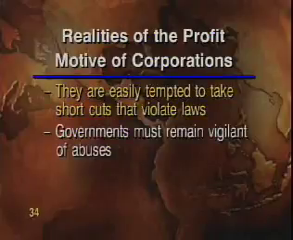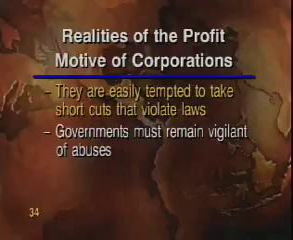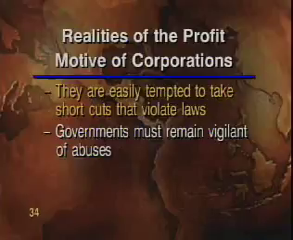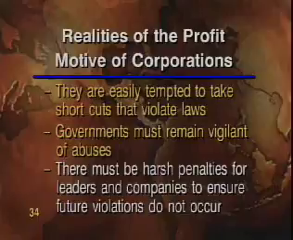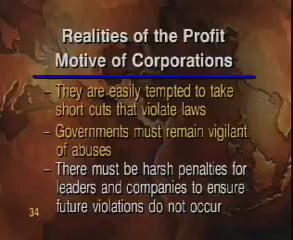So this is why state and federal governments in all nations must remain vigilant in making sure corporations adhere to the laws and regulations. And when companies commit serious violations, there must be severe jail sentences for the company leaders and board members, as well as stiff financial penalties against those companies to ensure future violations do not occur.